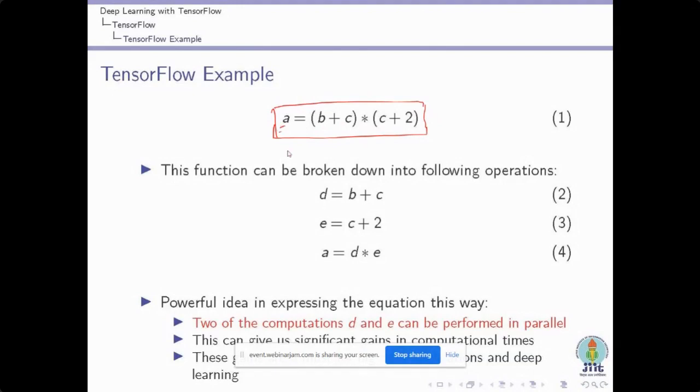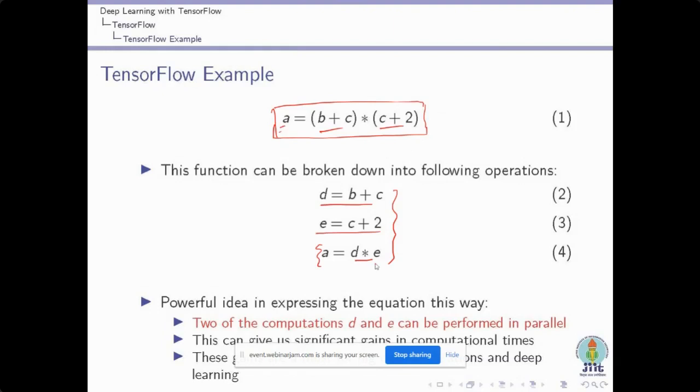The first step is that we have to break up this statement. Why do we have to break it up? You can see here we are breaking out b plus c as a separate statement, d equals b plus c. Then we calculate c plus 2 and store it in e equals c plus 2. Then we perform the multiplication of d into e. This way I am calculating a. Now why have I broken these up?